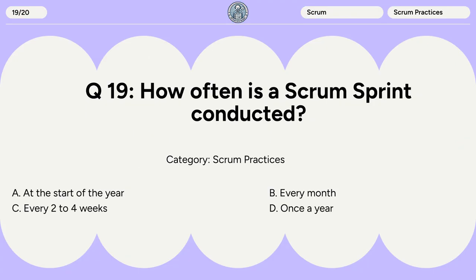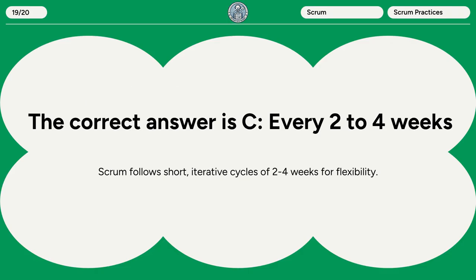Question 19. How often is a Scrum sprint conducted? A. At the start of the year. B. Every month. C. Every 2 to 4 weeks. D. Once a year. The correct answer is C. Every 2 to 4 weeks. Scrum follows short, iterative cycles of 2 to 4 weeks for flexibility.